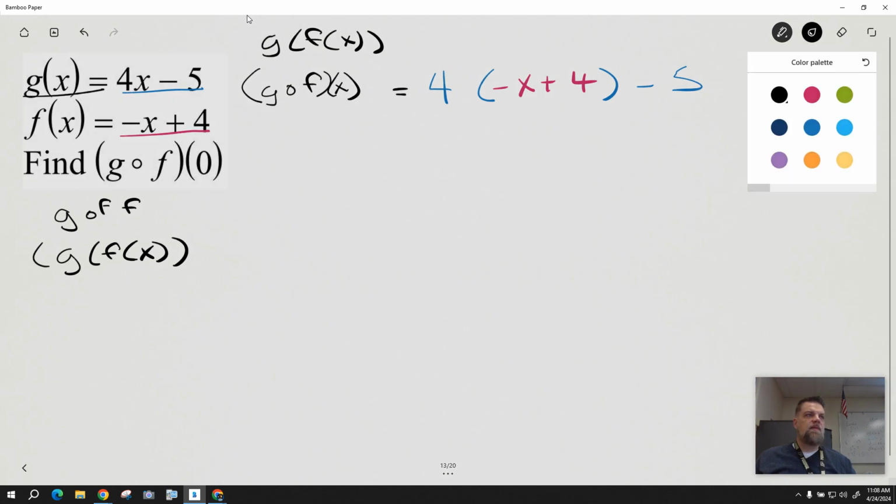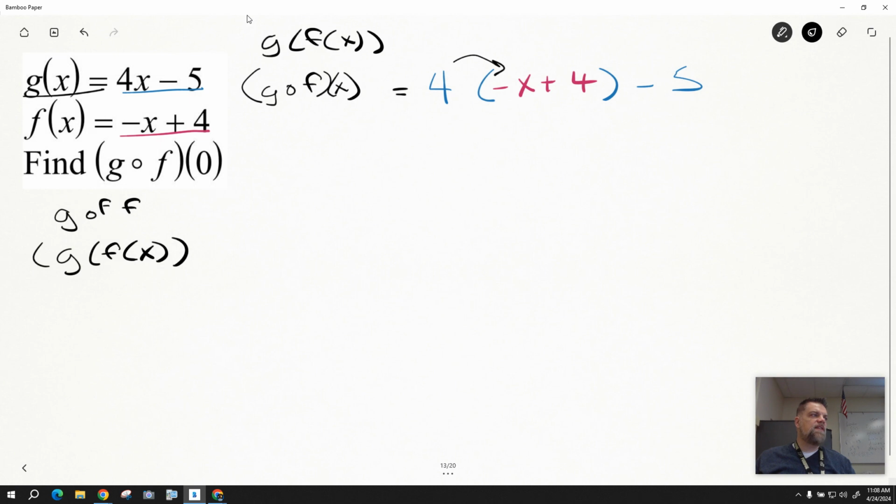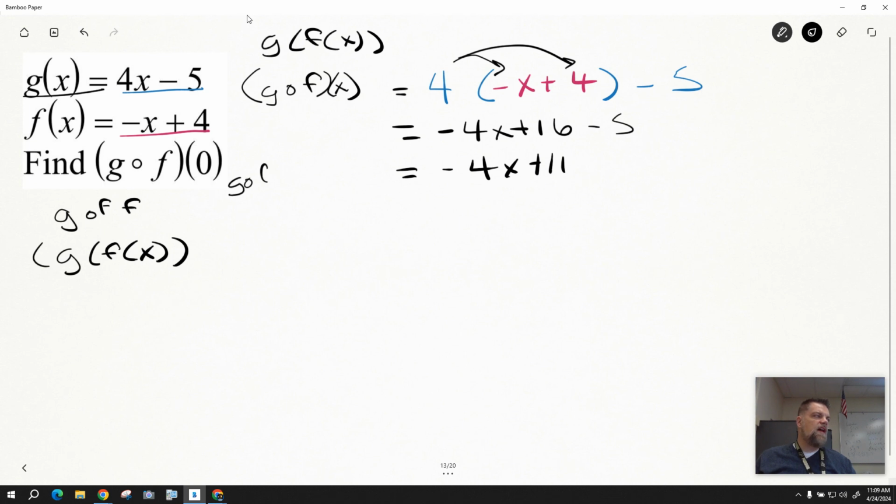Next step, I'm going to push that 4 through the parentheses, so negative x times 4 is just negative 4x. Then 4 times positive 4 is a positive 16. Then we just tack on our negative 5 at the end. 16 minus 5 is a positive 11. So G of F of x is equal to negative 4x plus 11.